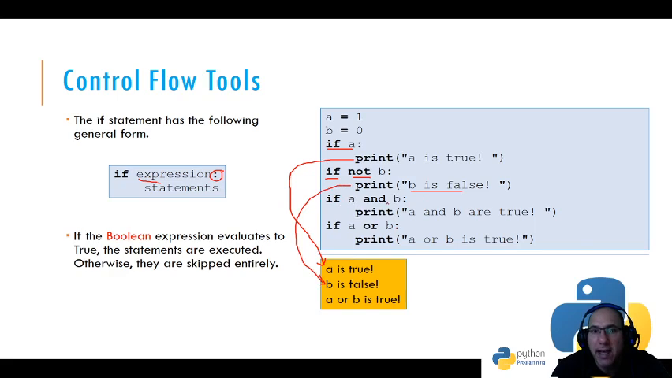And if a and b: a is true, b is 0, false. So this one will not be printed. If a or b, any one of them should be true. So a is true, so a or b is true. We got this printed from here. So this was not printed. This is the if statement.